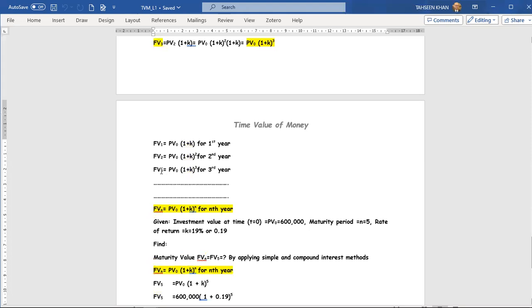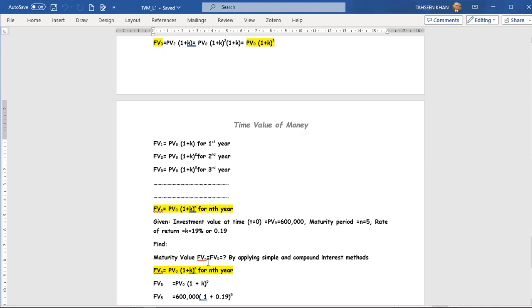So here if N is 3, the power is 3. It's the same pattern. The formula comes to PVN, where the power will be (1 plus K) power N for the nth year. Now we are going to solve the same question by applying this formula.